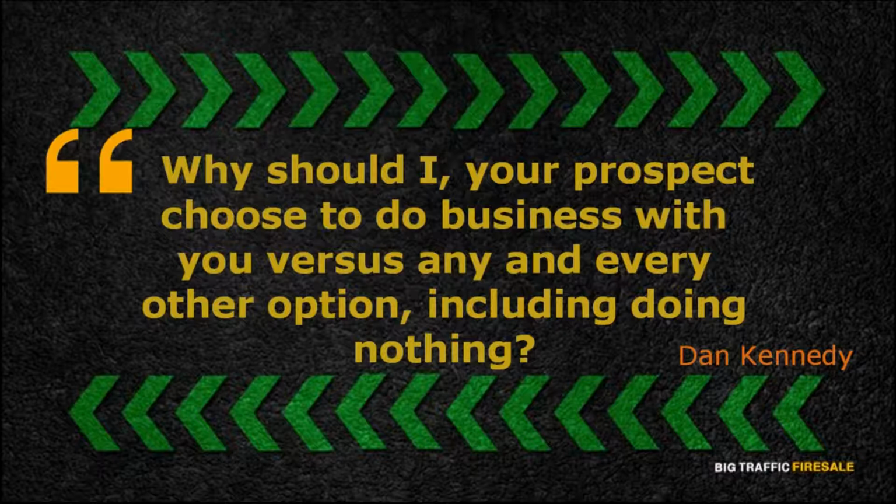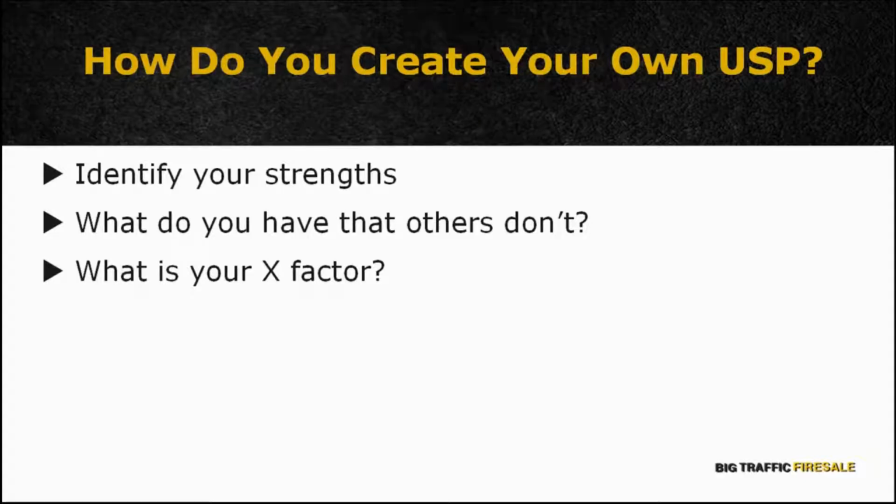A powerful USP that everyone will surely realize is: fresh, hot pizza delivered in 30 minutes or less, guaranteed. This USP originates from Domino's Pizza, which they applied to create a billion-dollar company. So it leaves us with the most vital question: how do you create your own USP?